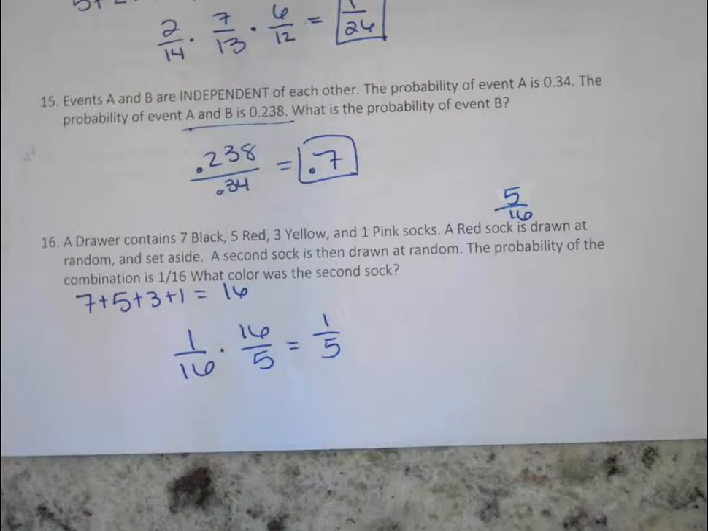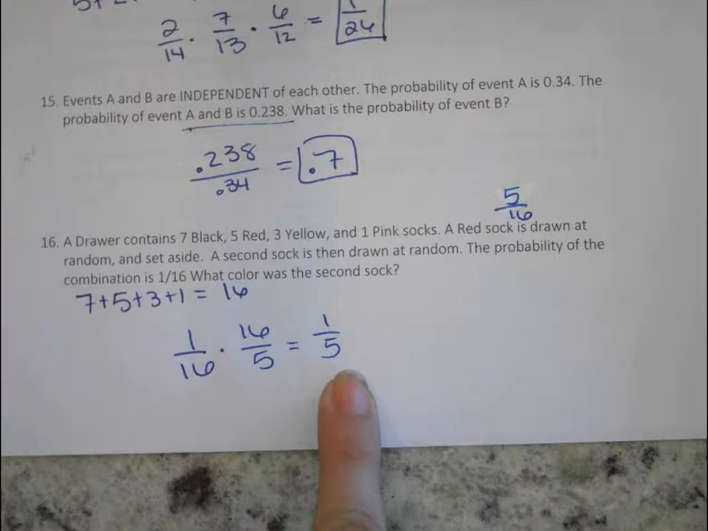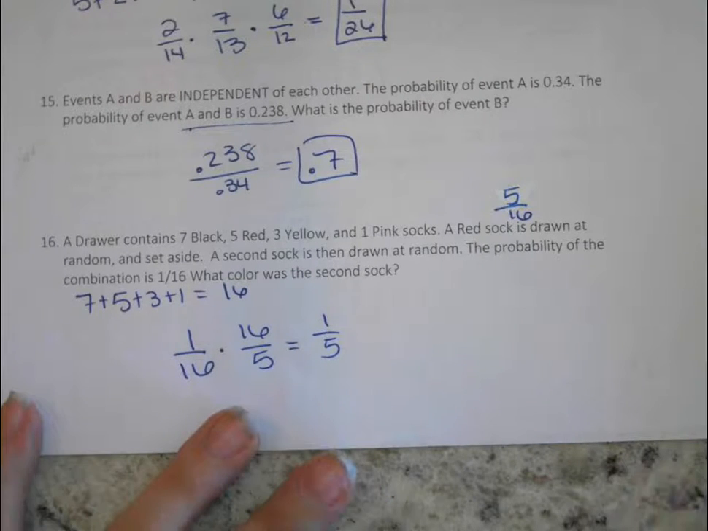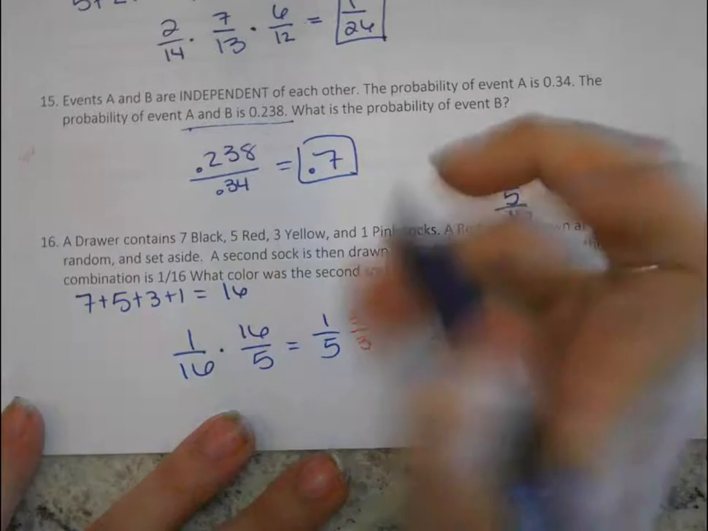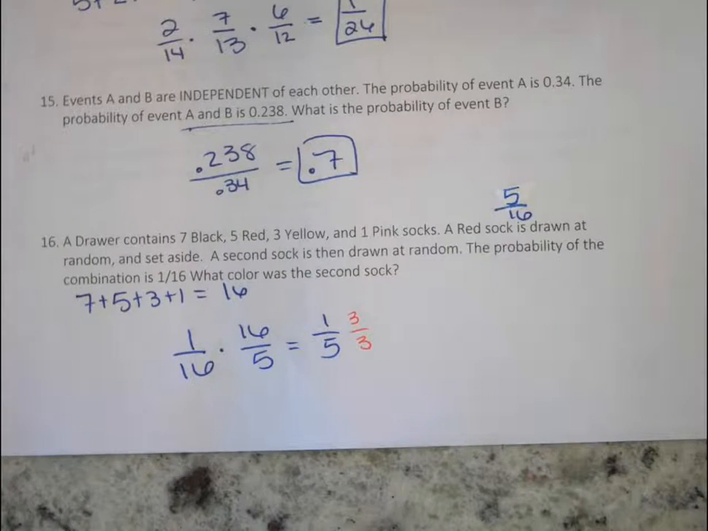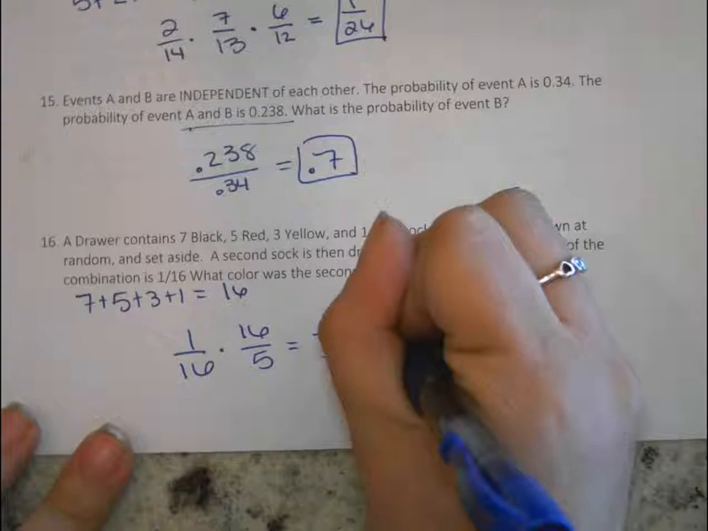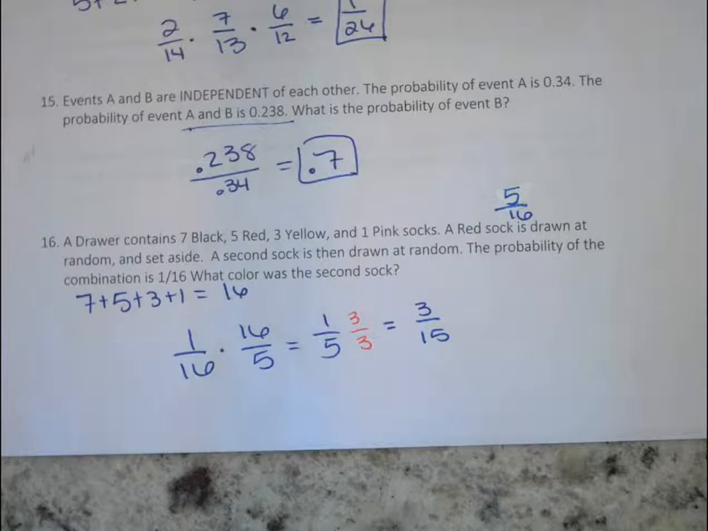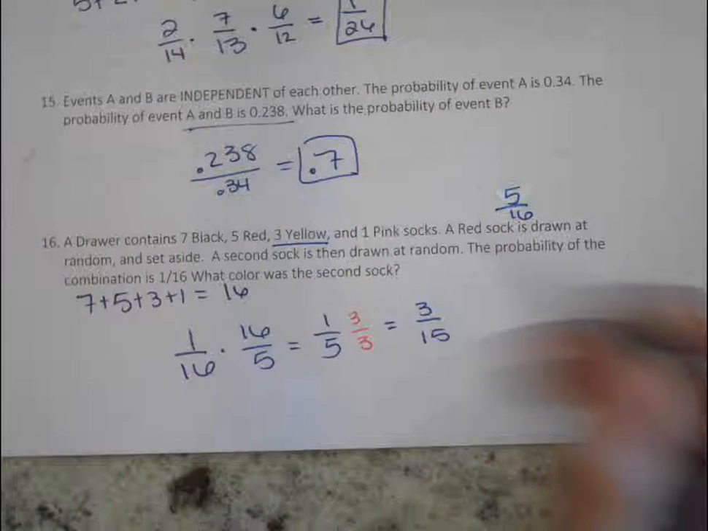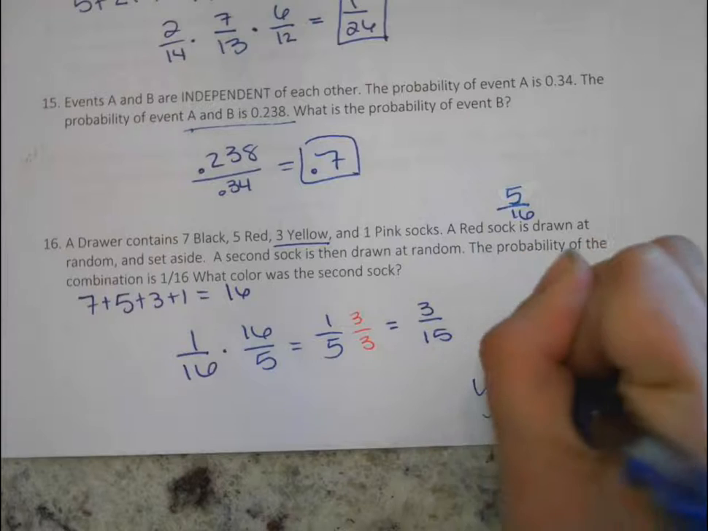Notice, when we did the soft problems before, I went from 16 to 15, not 16 to 5. I can turn 5 into 15. I have to multiply this by 3 over 3 to keep the fraction the same. It's the same thing as multiplying by 1, because 3 divided by 3 is 1. So I get 3 over 15. So now I'm looking for the sock choice that has 3 of the colors. If I look up here, I have 3 yellow, so my answer here is yellow.